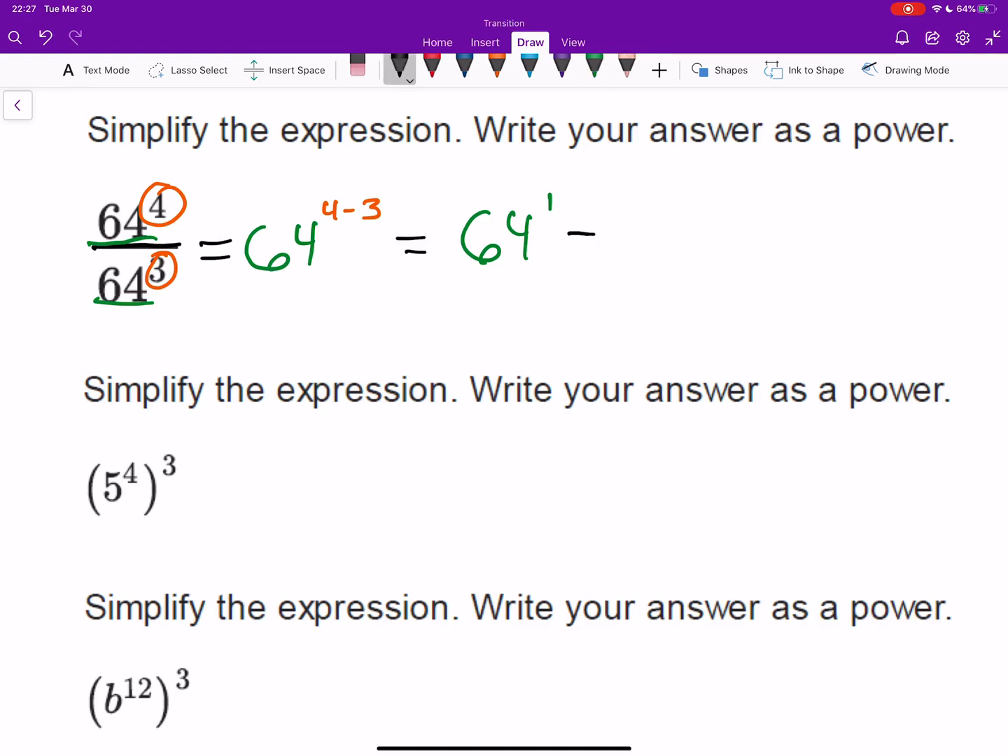Which, what's 64, not multiplied by anything, multiplied by 1 basically. 64 is equal to 64. And that would be your final answer. There's nothing more you can do with that.